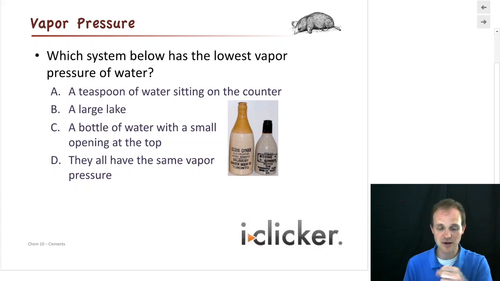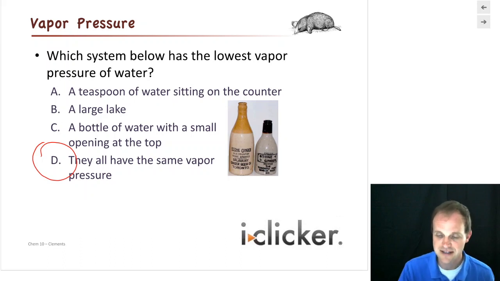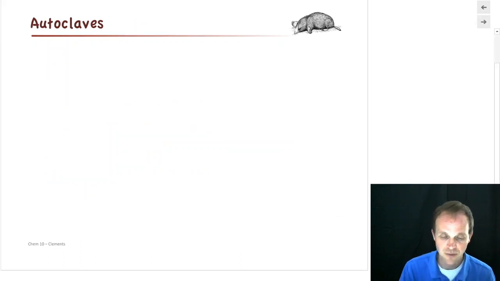A teaspoon of water sitting on a counter, a large lake, a bottle of water with a small opening, or they all have the same? Hopefully you came up with they all have the same, because we said vapor pressure doesn't depend on size. It depends on temperature. And since we didn't say, we had to kind of assume that all of these were at the same temperature.